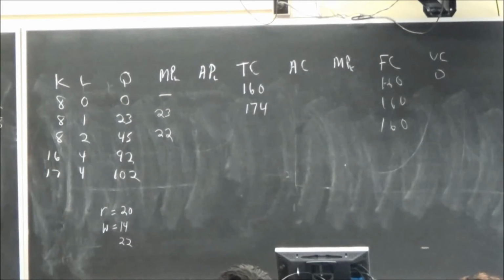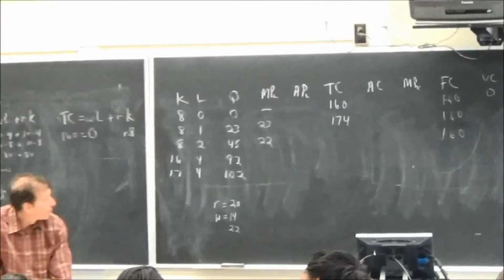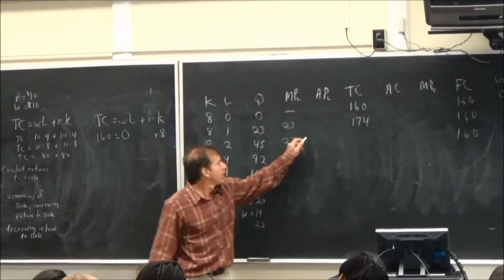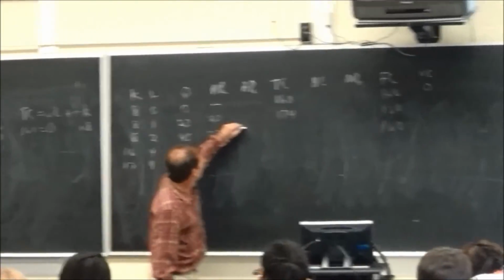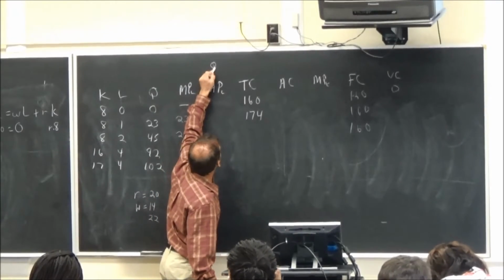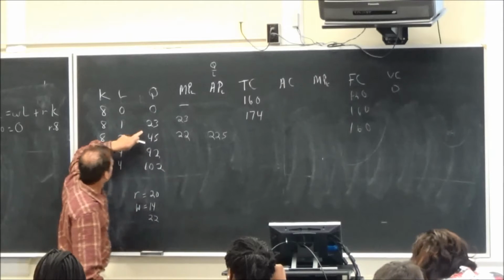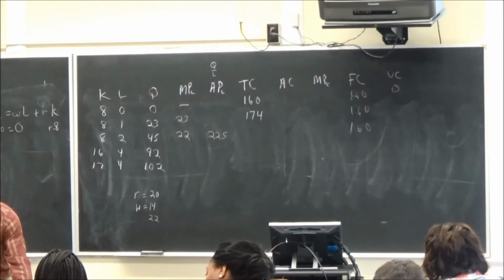Number 4, what's the average product of labor when they employ 2 units? 22.5. Look at this one here. It's just Q over L. That's all it is. Q over L. So that's 22.5. This is 45 divided by 2.